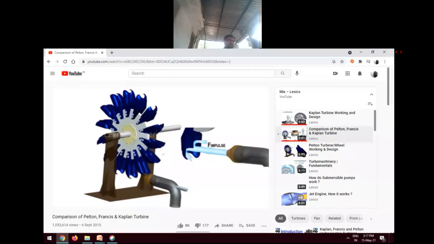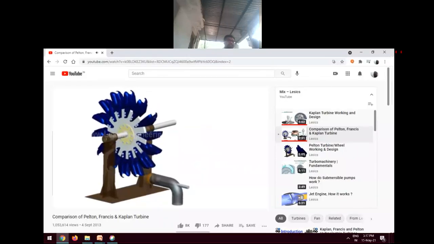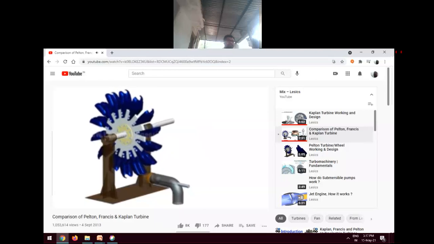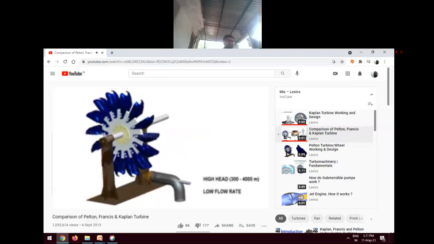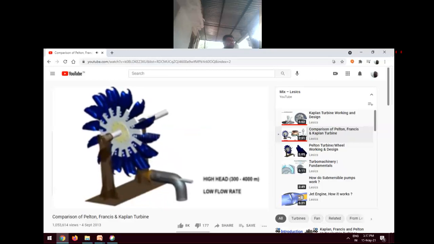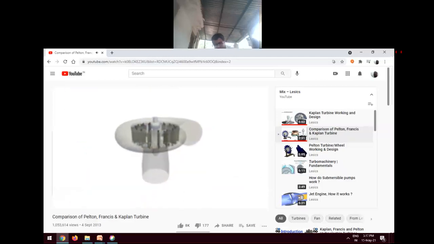impeller. Water stored at high altitude can produce high impulse force due to its high velocity. So Pelton turbines are suitable for operation when water energy is available at high head and low flow rate. Whereas Kaplan turbine is suitable for the reverse case.